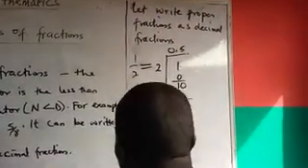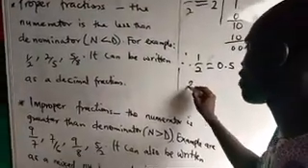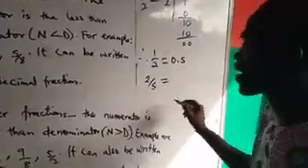Let us look at another one there. We have 2 over 5. The next one there is 2 over 5. Let us see 2 over 5. 2 over 5 can as well be changed.